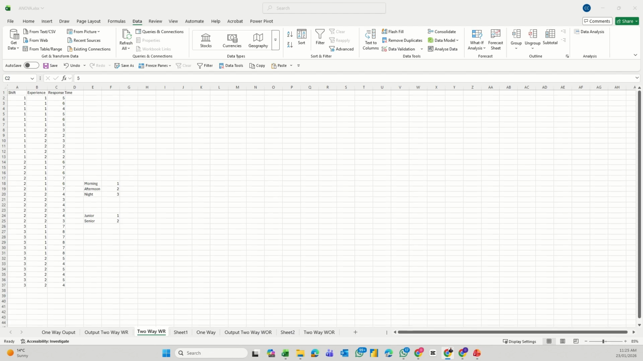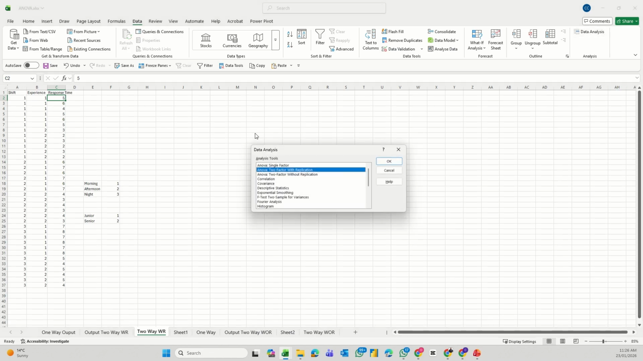At this point, you would have two null hypotheses to test this completely. The first would be: shift has no effect on response time. Whether they have their shift in the morning or in the afternoon, it has no effect on response time. The last one will be: experience has no effect on response time. So this will just inform your decision making. So let's go to data analysis with replication.